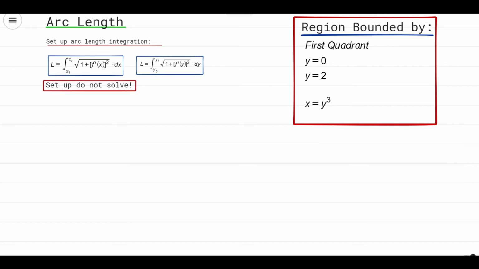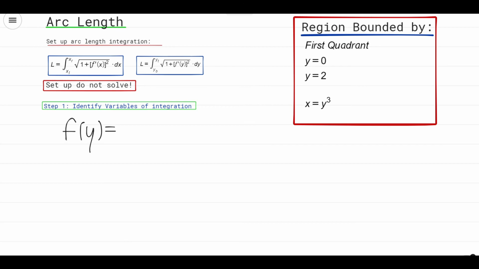So without further ado, the first thing we're going to do is identify the variables of integration. So we need the f prime x squared. So we know f of y. Why am I using f of y and not f of x? Because we're given y bounds. We're given the limits in terms of y, so we're going to use y.